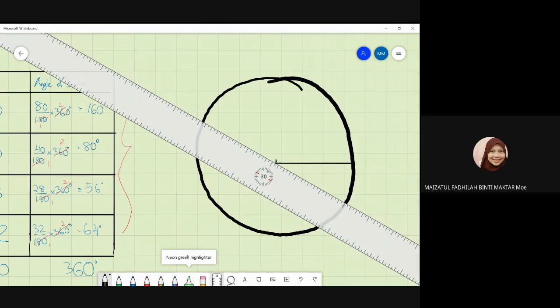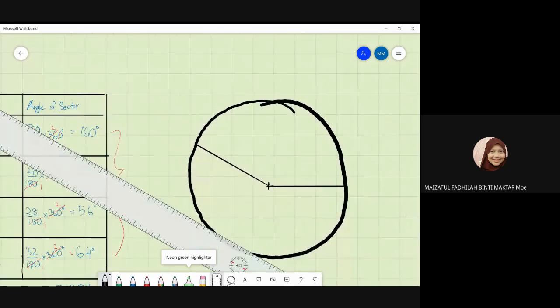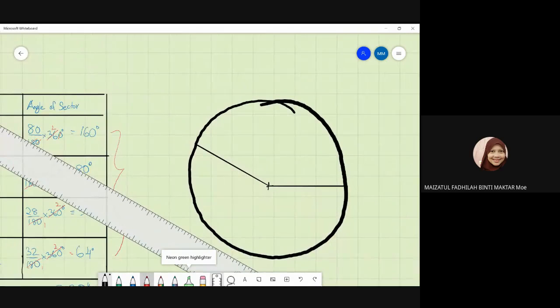Okay, so this one is 160 of mine. Do not use a red pen. Write down 100. Alright, then continue with the next one.